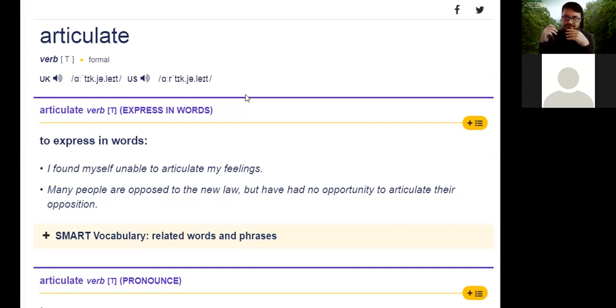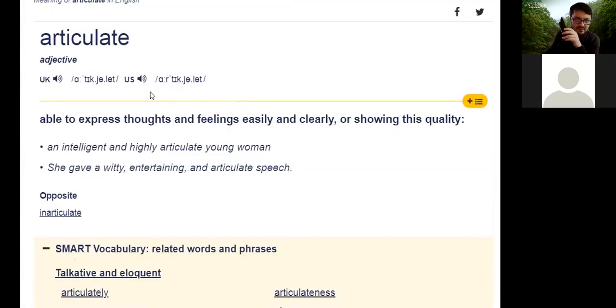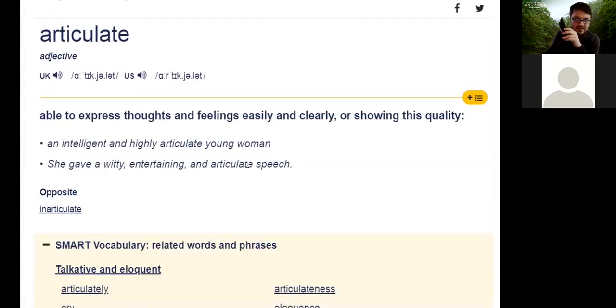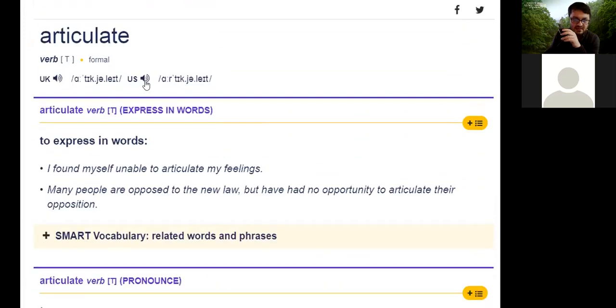In the adjective part you say articulate, and then in the verb you just say articulate, with a tiny difference at the end of the word. You see?